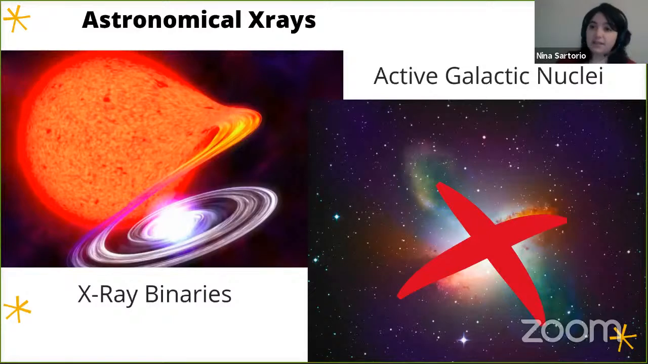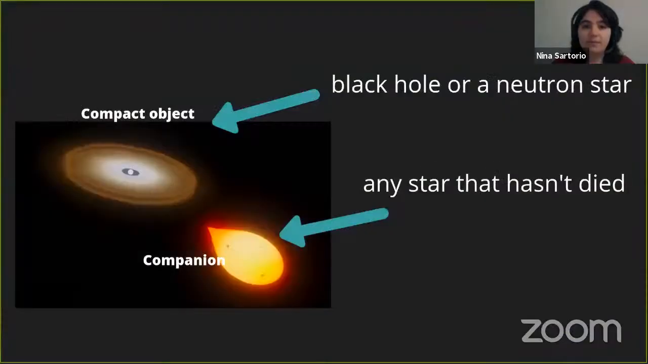Therefore, we think that in the very beginning of the universe, the only thing that could emit really humongous amounts of X-ray radiation were these objects called the X-ray binaries. Now, how do these X-ray binaries differ from AGN? Well, they have some things in common.